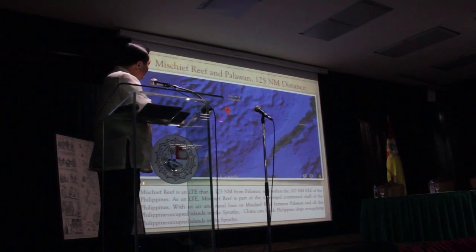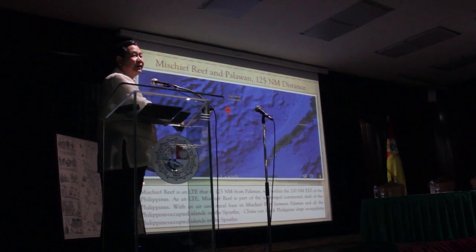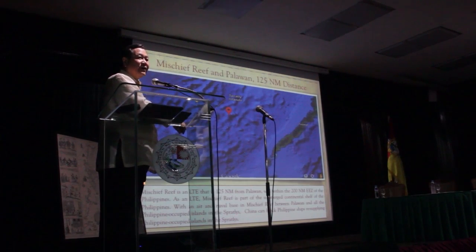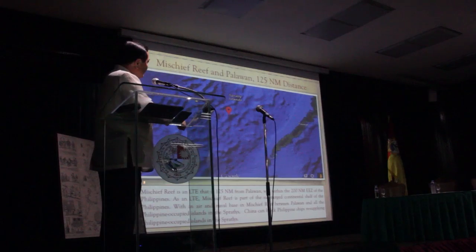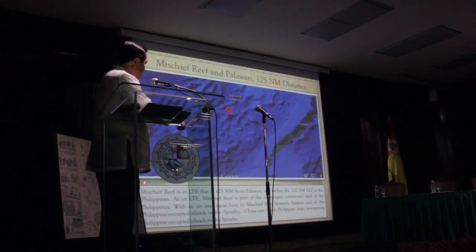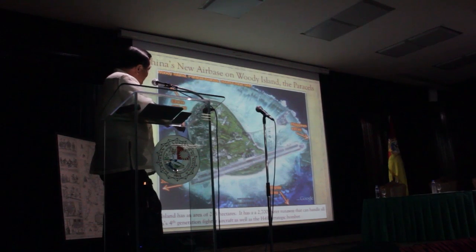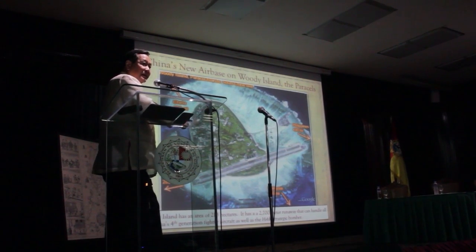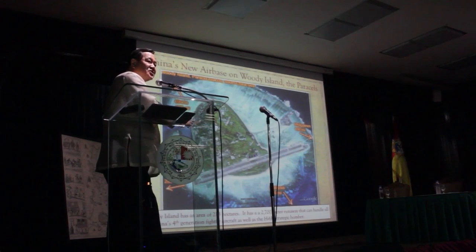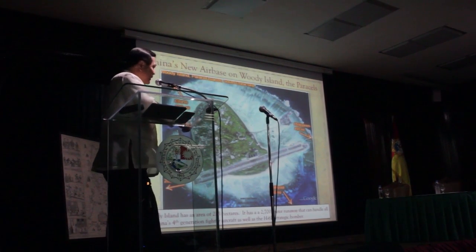Once you have an air and naval base here, our Union Shoal will be difficult to maintain because China will block all supplies to our Union Shoal. Now, China has an air base in the Paracels, Woody Island. It's 2,700 meters. It can take in any military aircraft of China. So that's in the Paracels. Their only naval air base in the South China Sea outside of Hainan.